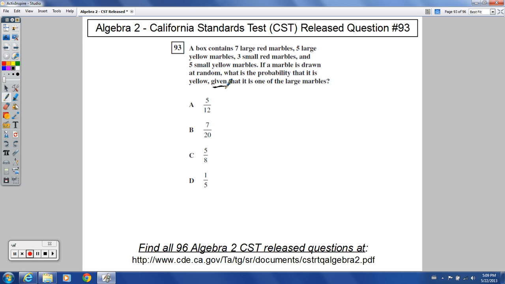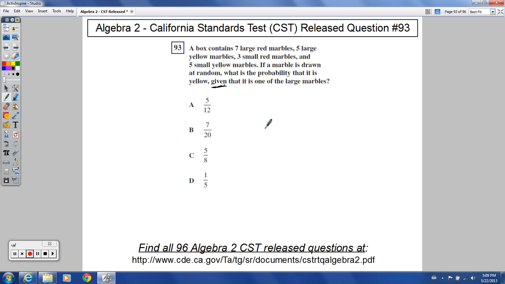Now, unless we're told otherwise, we can assume the probability of selecting any particular marble is the same from one to the next, even though in this question I think that's a little ambiguous. Even though it says large and small, I think the probability of picking a large one might be more than the small one, but we're not going to assume that. We're just going to assume it's the same from one to the next.